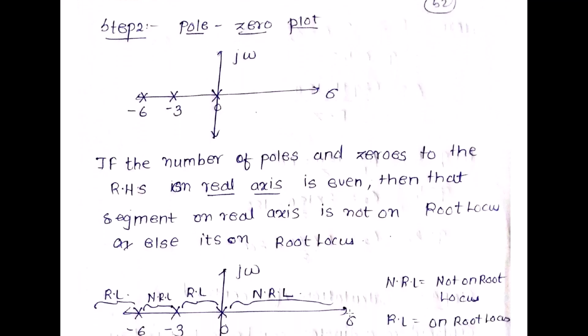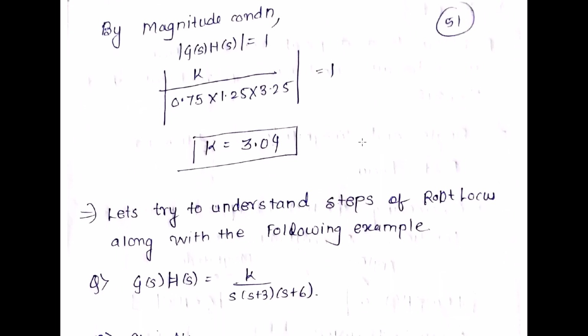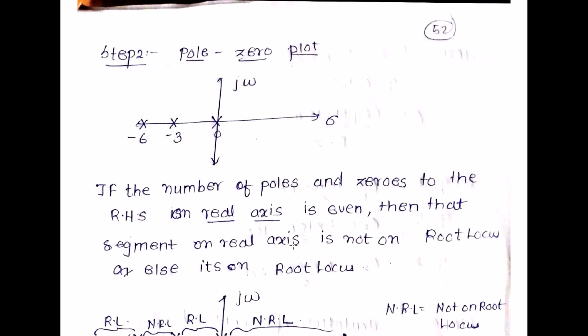Now the pole-zero concept. If I try to plot the particular g of s into h of s onto a pole-zero plot, I'll get 0, minus 3, minus 6. This cross basically indicates a pole. Had there been a zero, I would have indicated it with a zero mark. But since there are no zeros over here, I have 0, minus 3, minus 6. I hope I'm very clear with this.